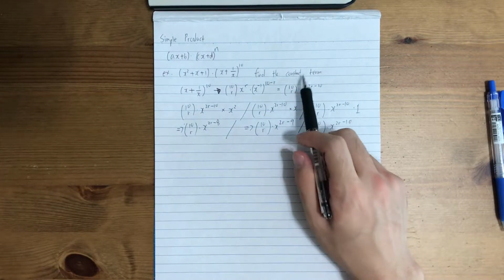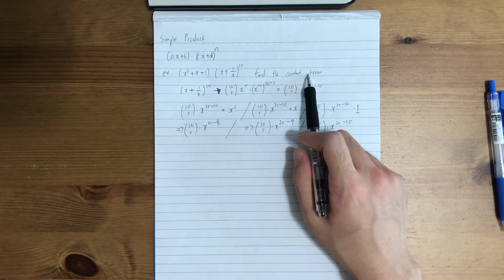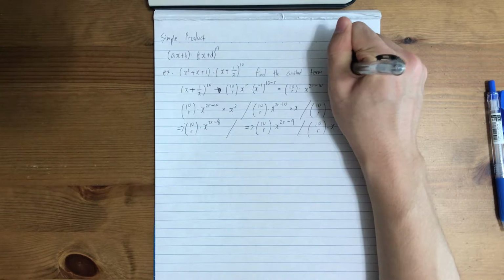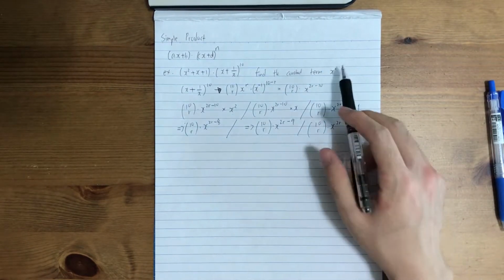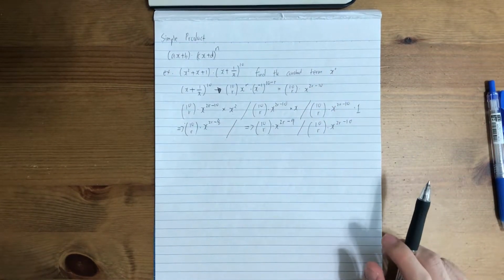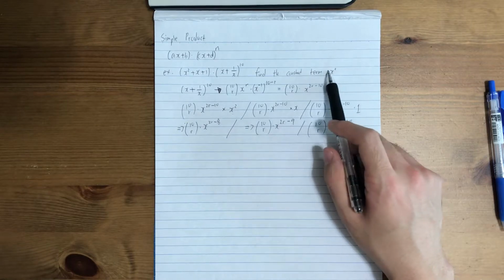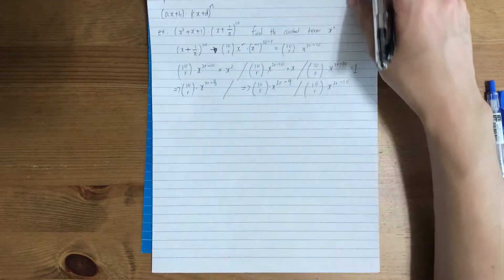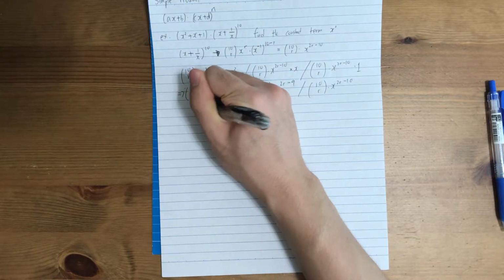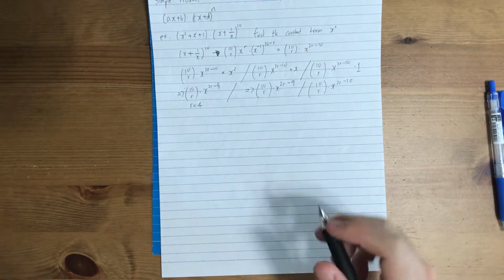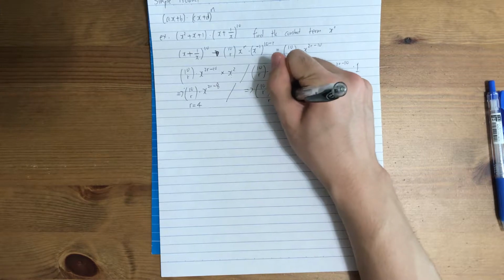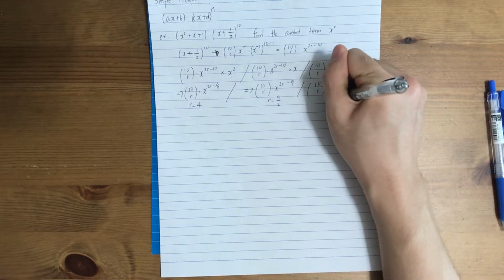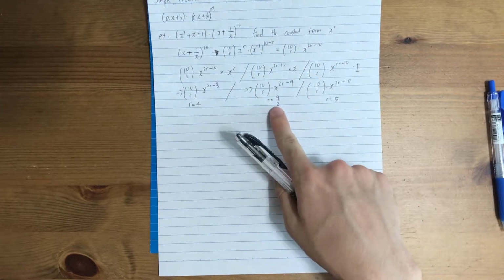Then we want to find the constant term, and what does that mean? It means we're looking for the power of 0 of x, because that's how we can have the constant term or the term independent of x. So for this one r should be 4, and this one r should be 9 over 2, and this one r should be 5.